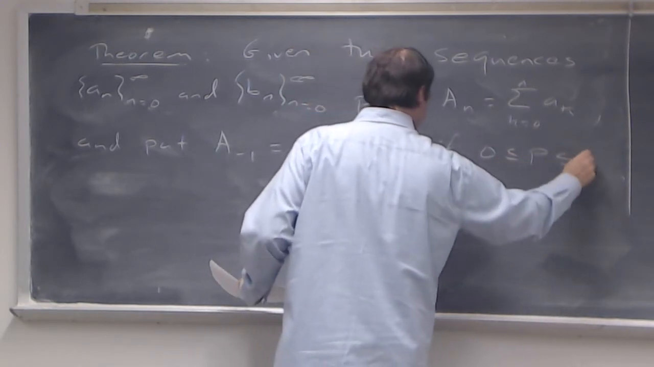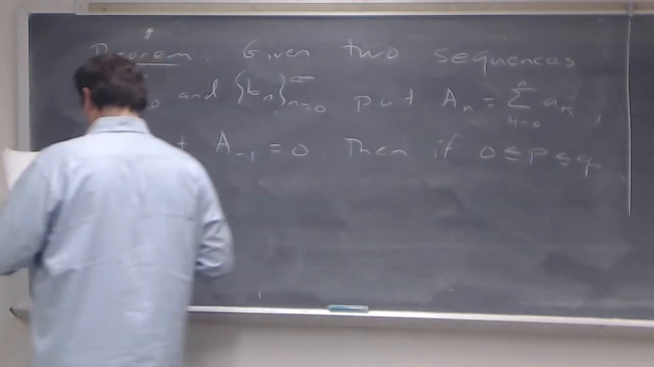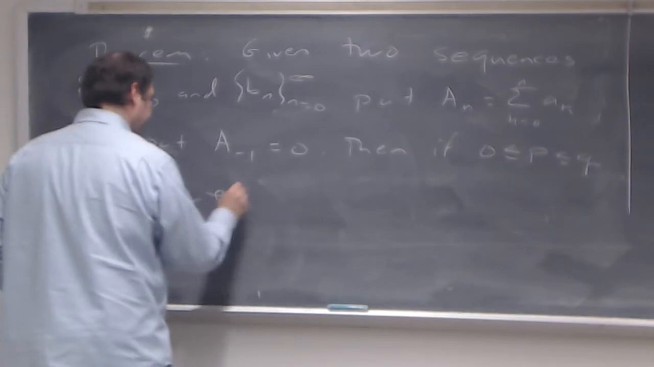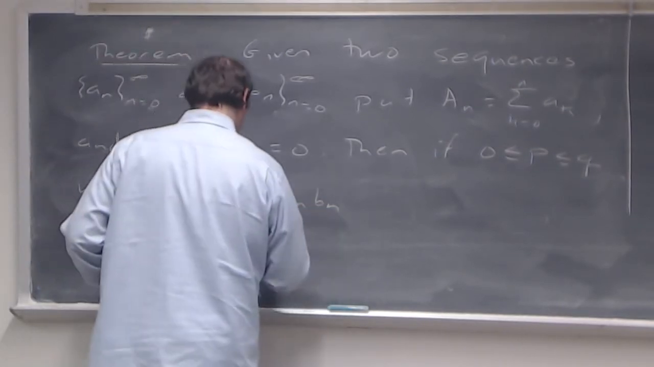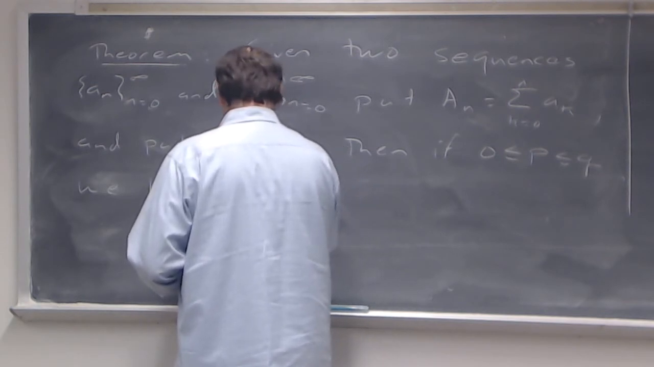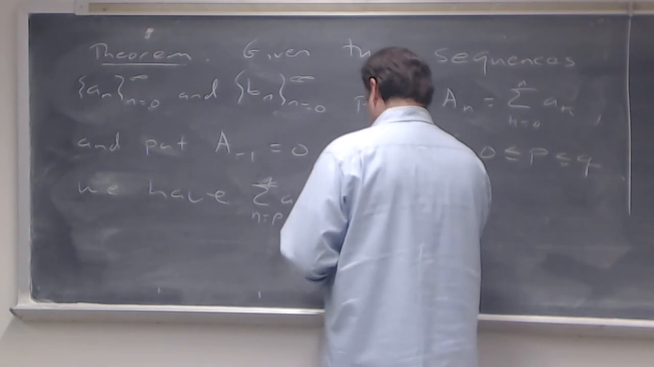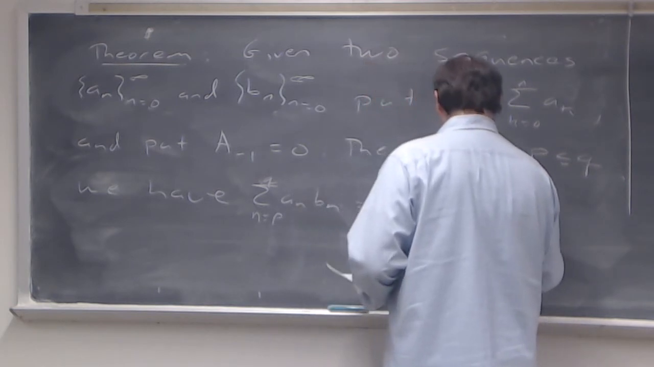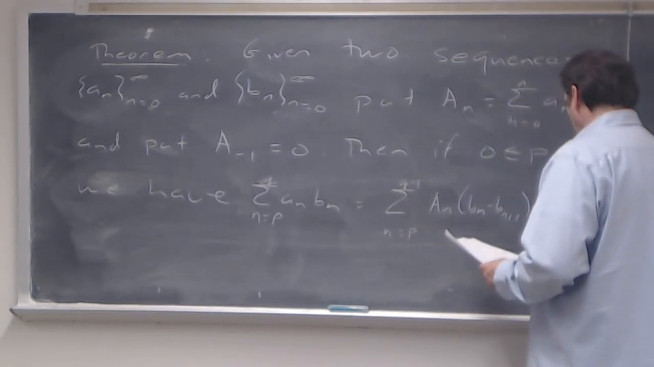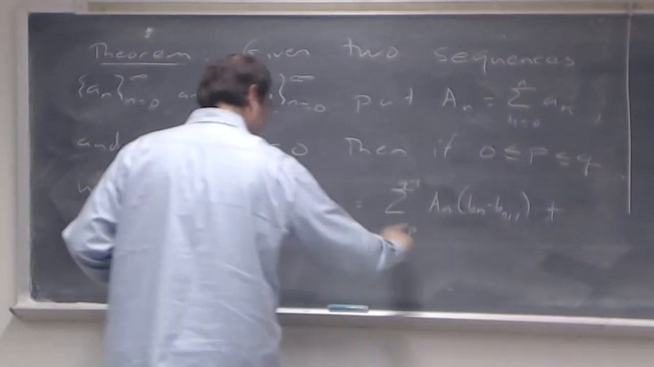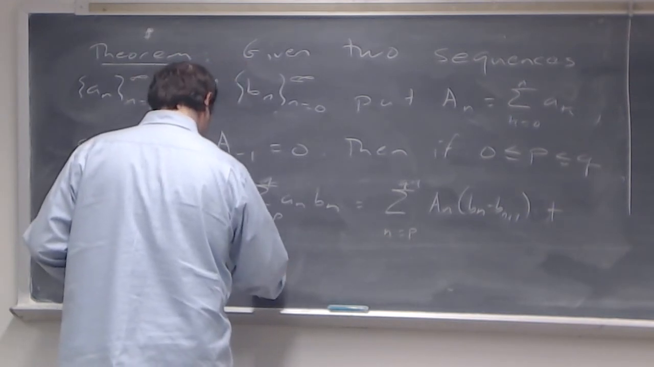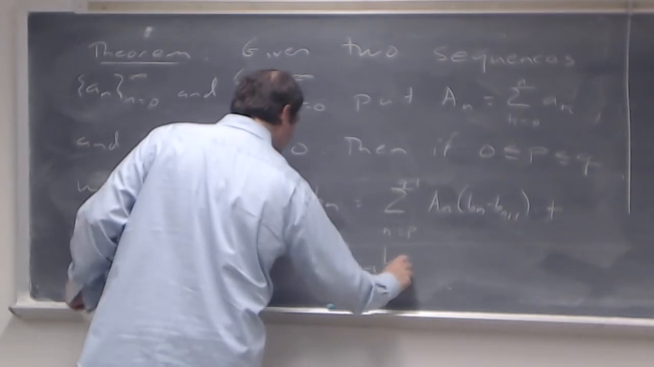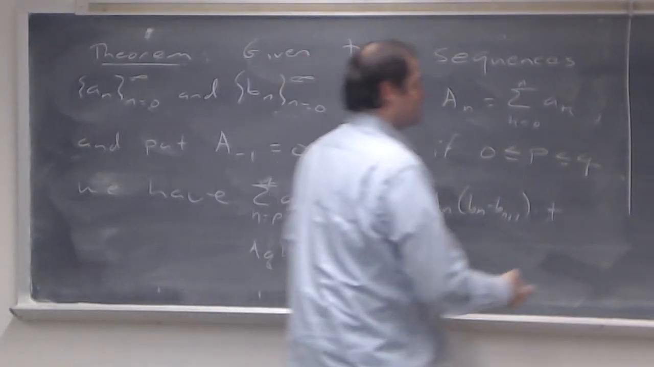0 is less than or equal to p is less than or equal to q, we have that the sum of a sub n times b sub n, as n runs from p to q, will be equal to the sum as n runs from p to q minus 1 of a sub n times the quantity b sub n minus b sub n plus 1, plus, I'm running out of room here, so plus, that's the sum, this is not part of the sum, it's a sub q, b sub q, minus a sub p minus 1 times b sub p. That's what we want to prove. Very strange looking.